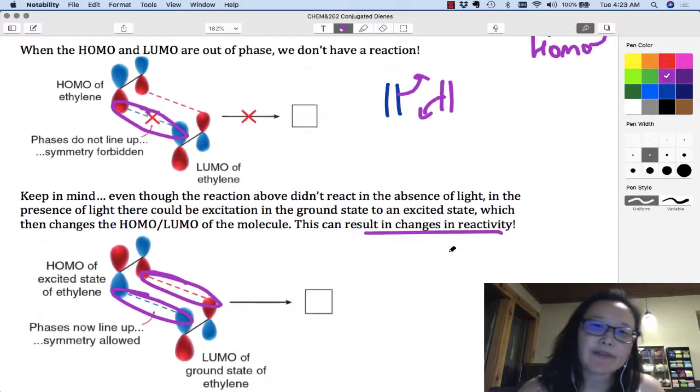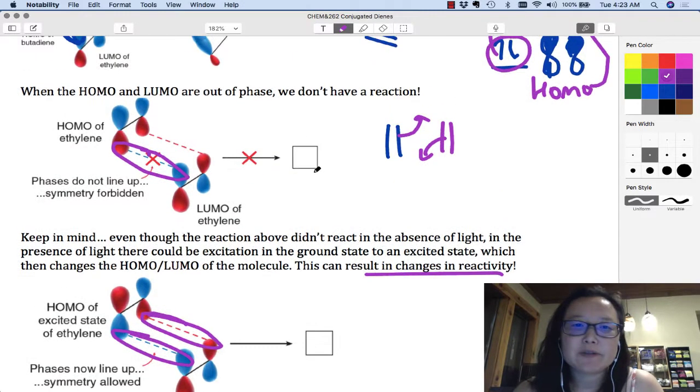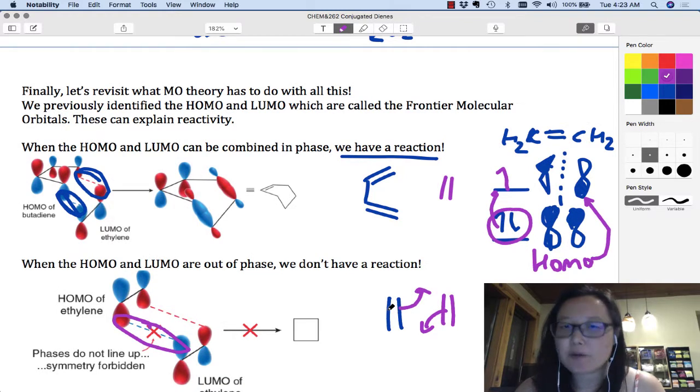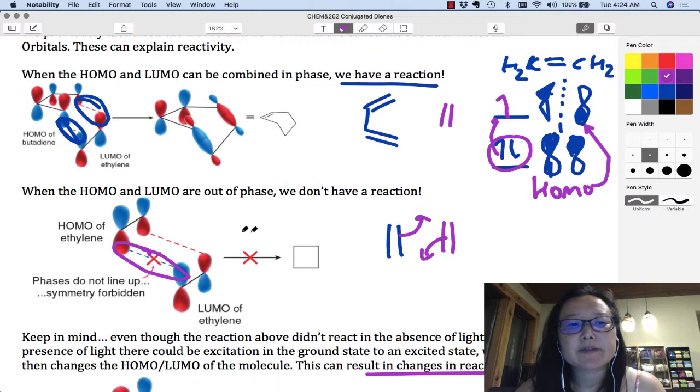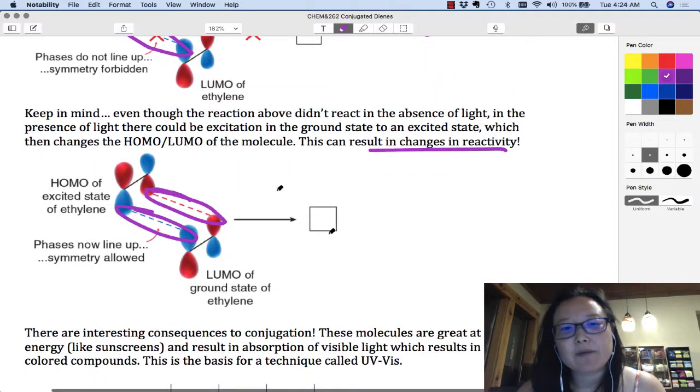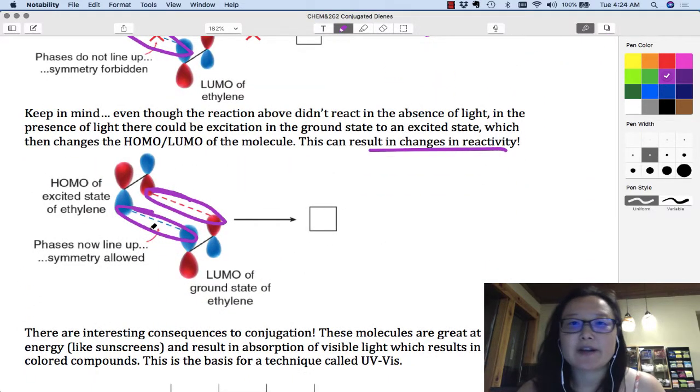So probably for this part, I would like you to be able to draw really simple molecular orbital diagrams for simple pi systems, 2 carbons, 4 carbons, and I'd like you to be able to identify the HOMO and LUMO and let me know with various combinations would you expect a reaction to occur or not, and what happens when I excite the electron, who is now the HOMO and the LUMO then.